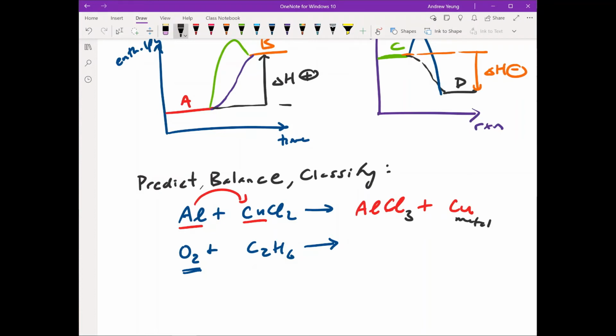Now I'll say, wait a second, the numbers don't balance. That's fine. Coefficients are the very last things that I add in anyways. In this case here, I see that chlorine is either 2 or 3. Both of them go into 6. So let's make this 3, let's make this 2. That screws up the copper, so let's make this a 3, 2 aluminums. There we go. And our classification here, I'll just say SR, single replacement.